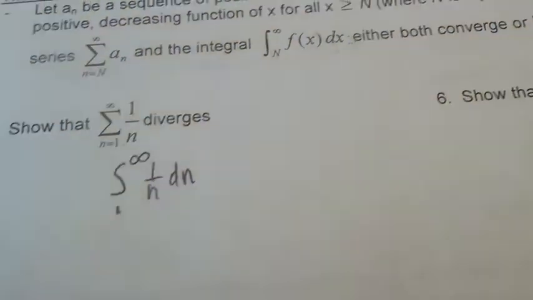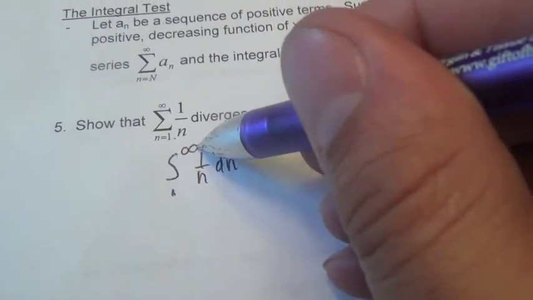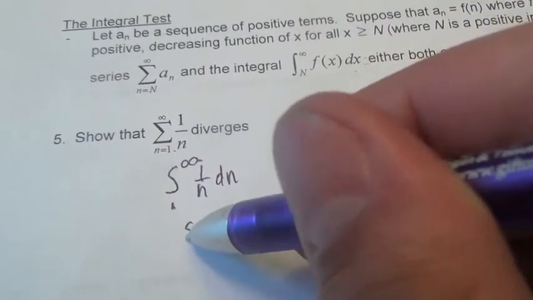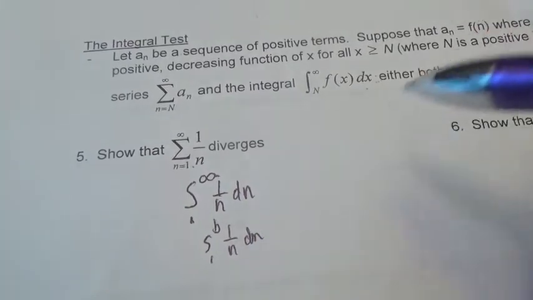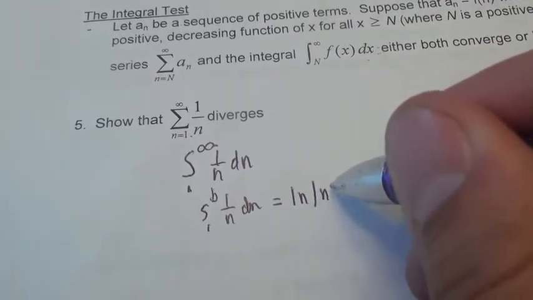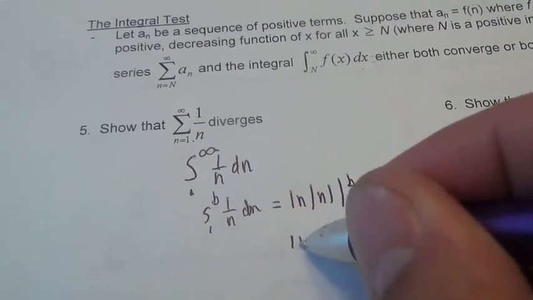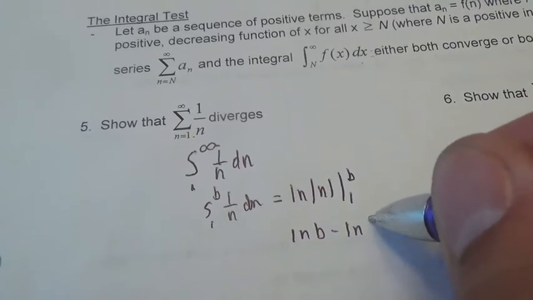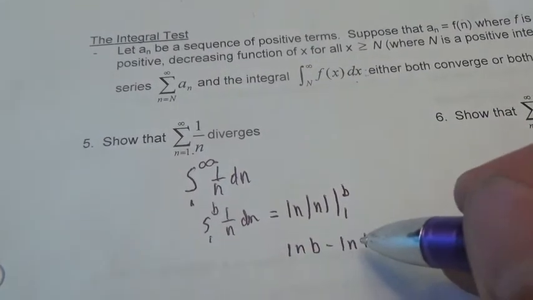If you remember when we did these, these are the ones where we would then say let your infinity limit, the limit that's a problem, be your b. So we're going to do that. Once we do that, we can finish this off. This obviously is a natural log, absolute value of n from 1 to b. You'd plug in your upper limit, subtract your lower limit. At this step here, you're kind of done. This obviously is going to be a 0.